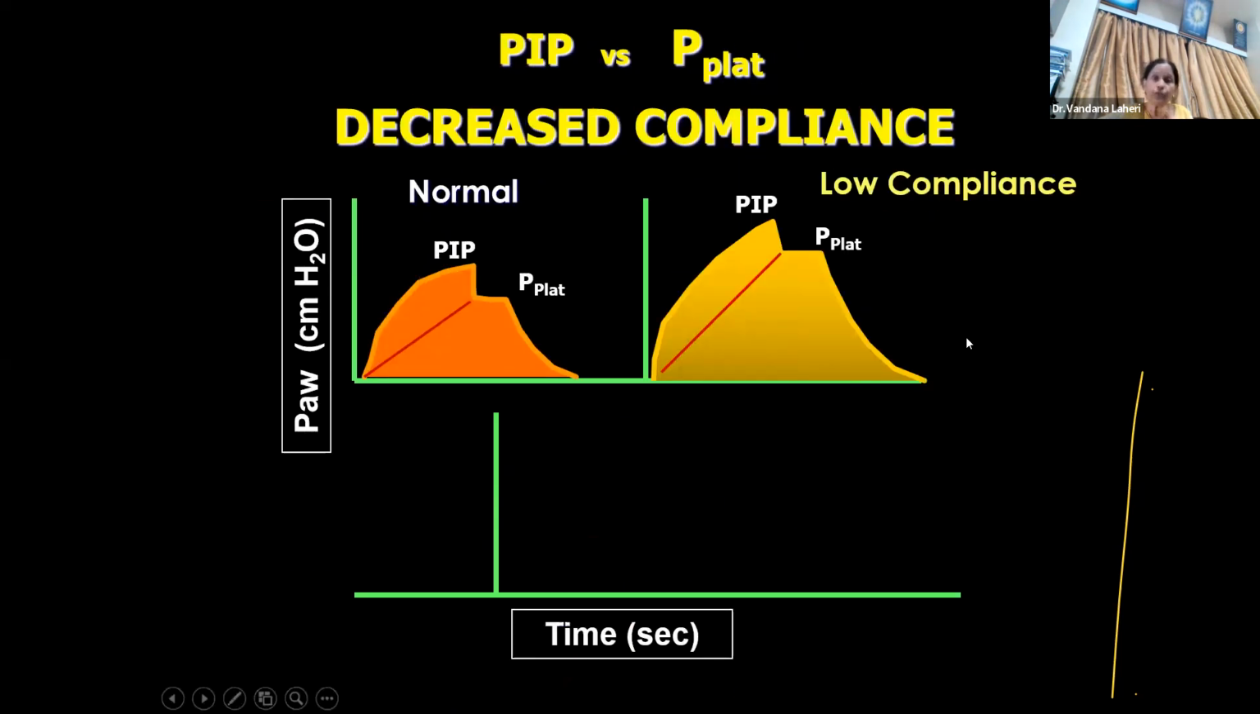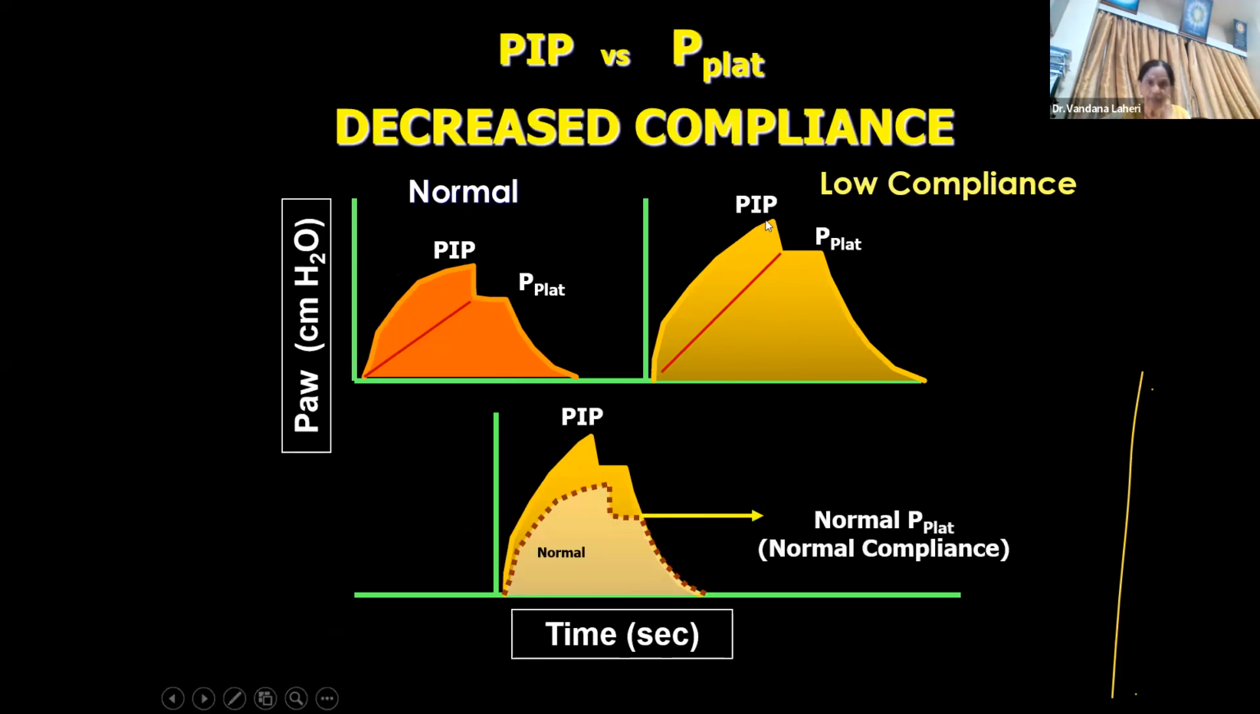Decreased compliance, how will you know? If the compliance decreases, please note, PIP increases, P plateau also increases, but trans airway pressure remains the same because airway resistance has not increased. Okay. So increased P plateau, increased PIP, but the same trans airway pressure will suggest to you that this is decreased compliance.